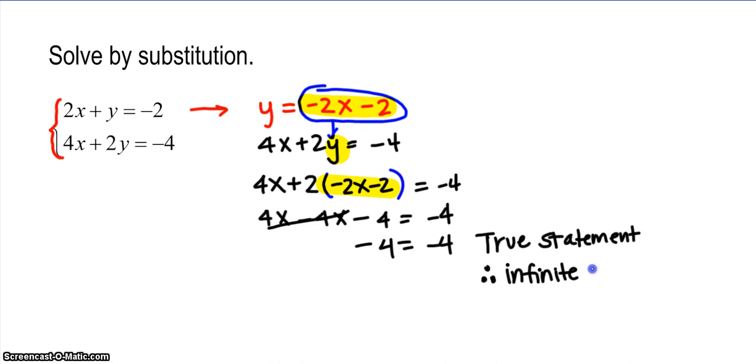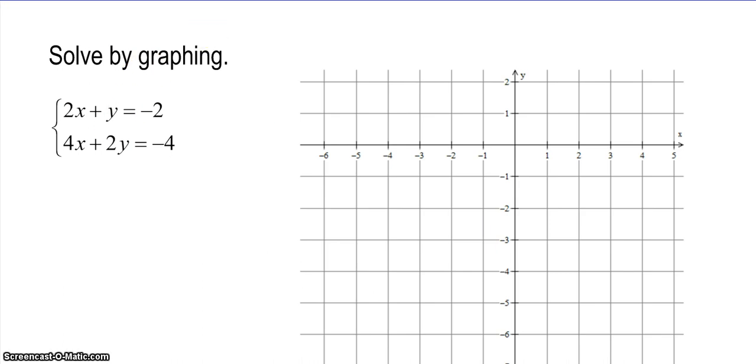And we know from the first lesson, solving by graphing, that when you have infinite solutions, you have two lines that are virtually the same line. They're coinciding lines. So we're going to check this by graphing. I'm going to take the first equation, 2x plus y equals negative 2, and graph that line.